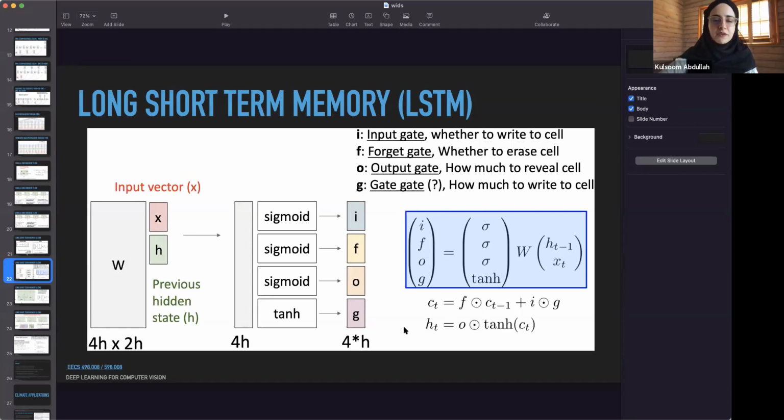So the purpose of this is so that you can deal with the problem of the vanishing and exploding gradients. Even if you have a very long sequence, this will help you to retain information and for your network to learn.